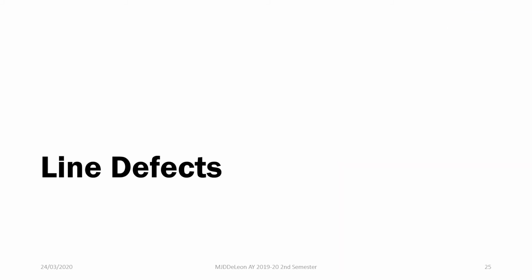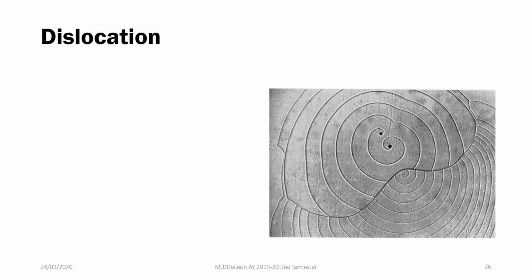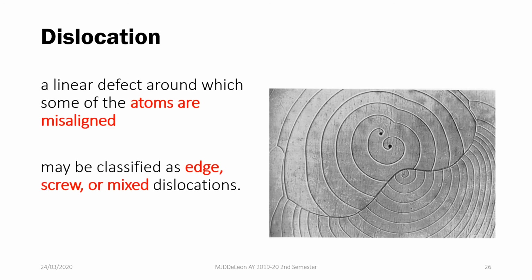So now let's go to our line defects. So line defects are characterized in crystals by what we call dislocations. A dislocation is a linear defect around which some of our atoms are misaligned. So makita natin yan in your crystal, parang meron kang line in which hindi na nagko-continue yung crystallinity ng ating structure.